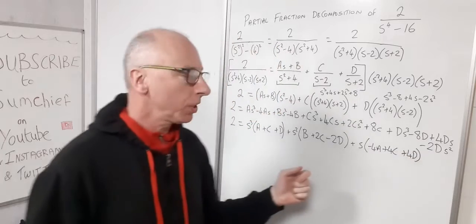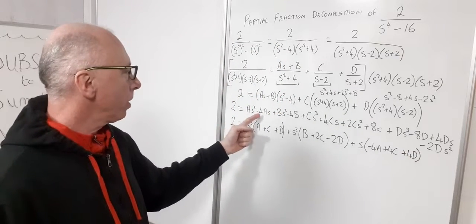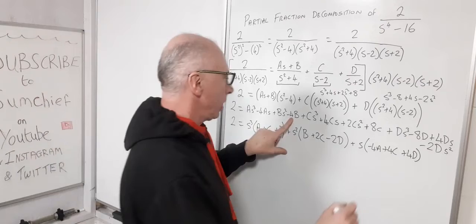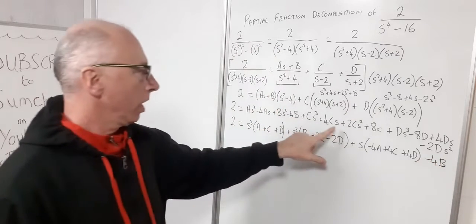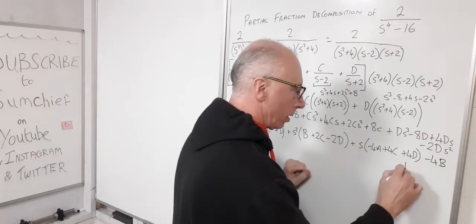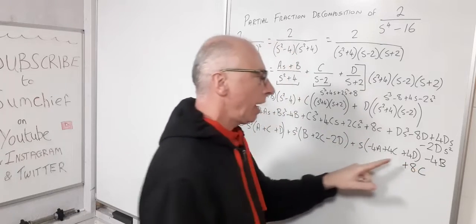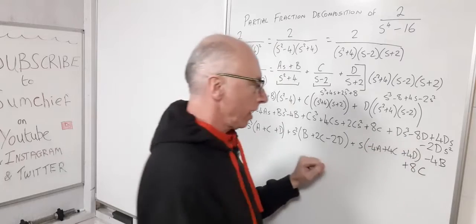And then my coefficients, so just without any s's, I've got minus 4b. Here I've got plus 8c. Let's stick these on the bottom. And my last one would be minus 8d.